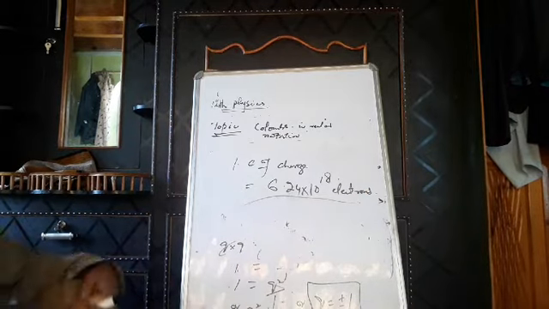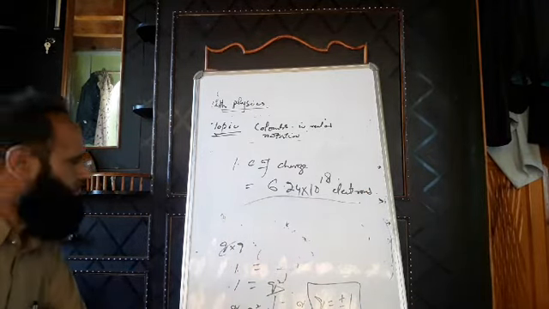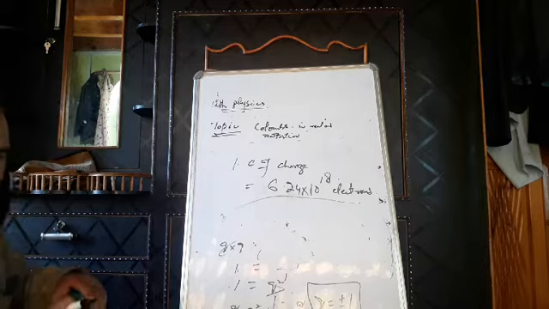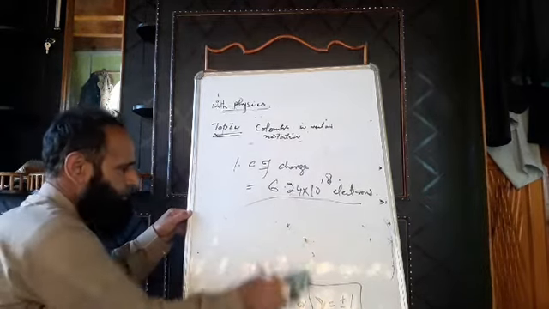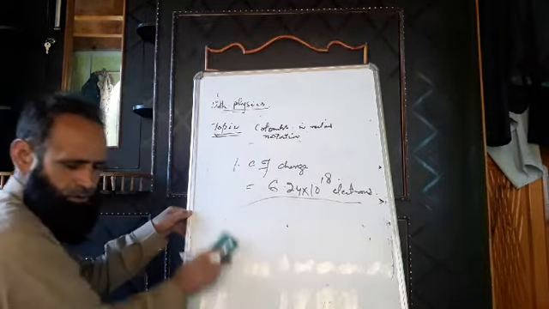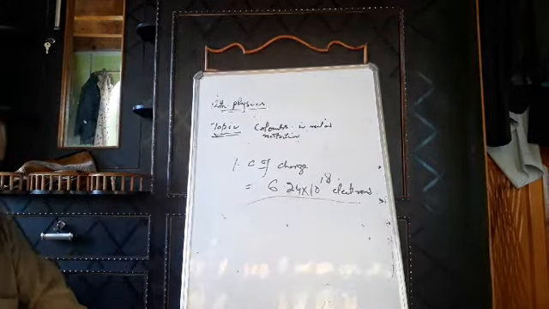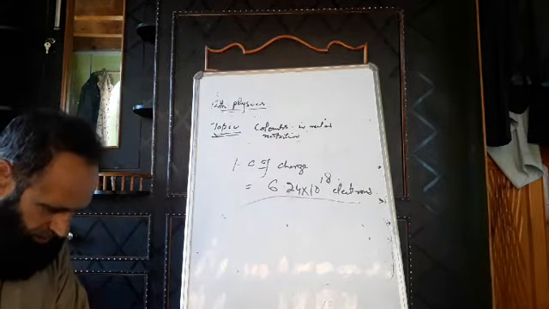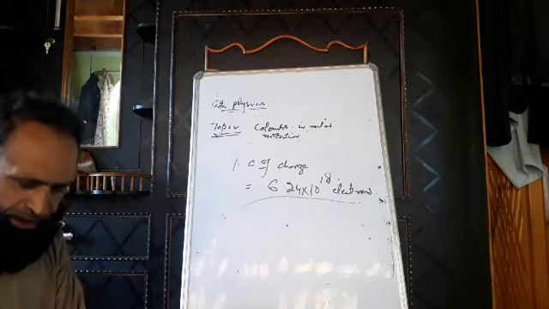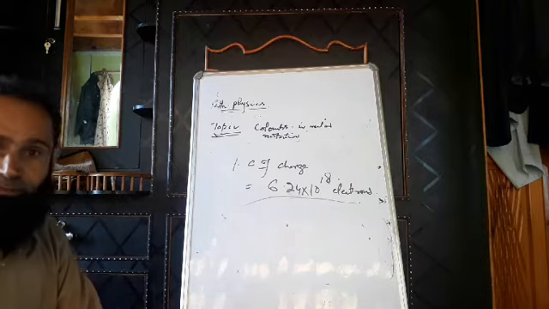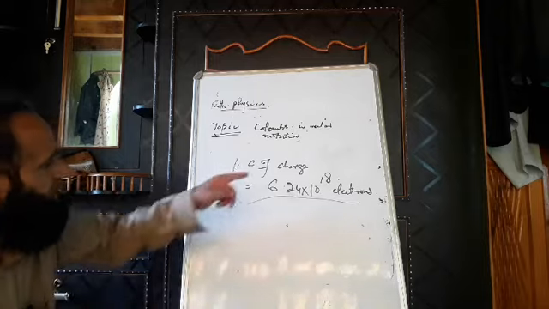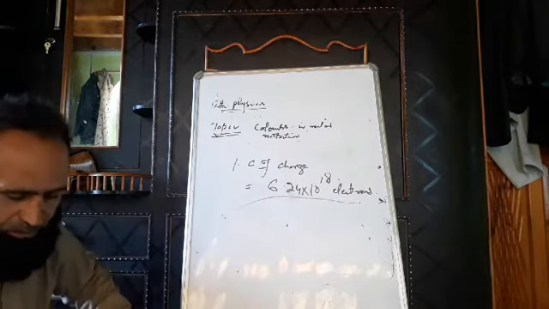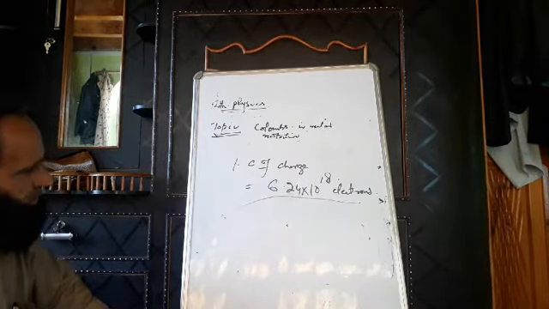1 coulomb of charge means that many electrons. We can't count them in our whole life. If we count 100 electrons per second, it may take millions of years to count the electrons in one coulomb of charge. Thanks.